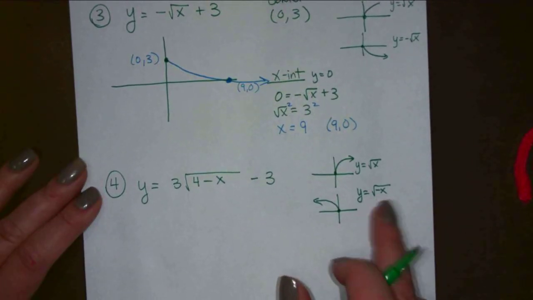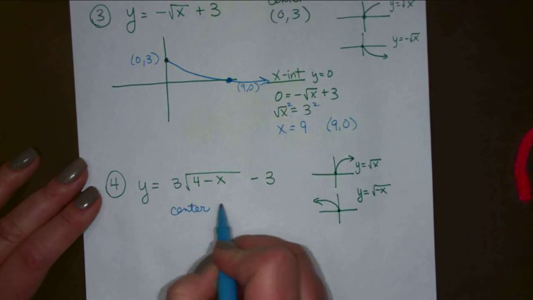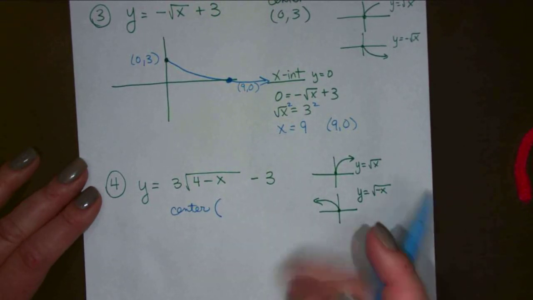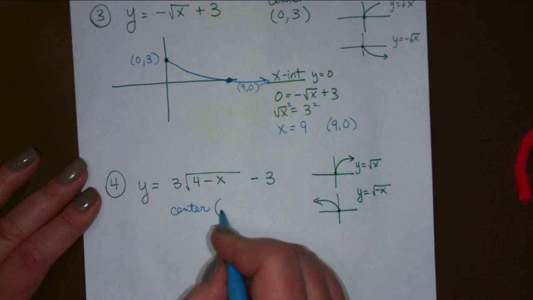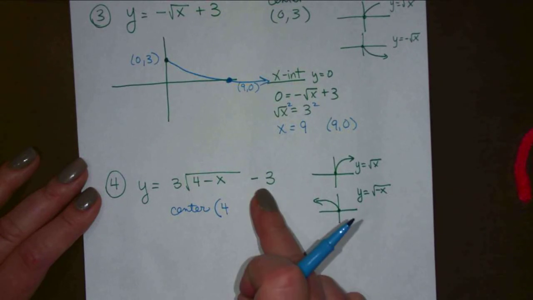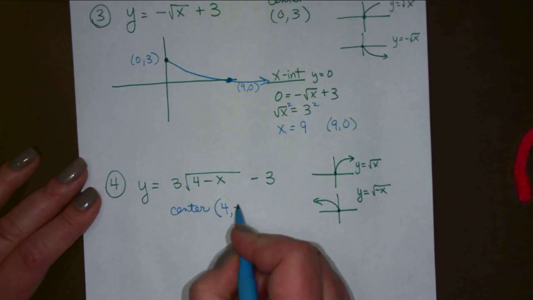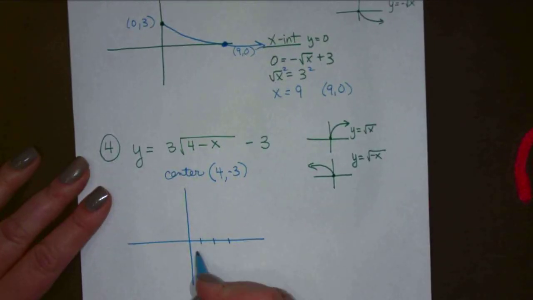Okay, what's our center? Remember, it's what makes this 0. 4 minus x, what makes that 0? 4. 4 minus 4 is 0. And our y value? Negative 3. So let's look at what it would look like. 4, negative 3.